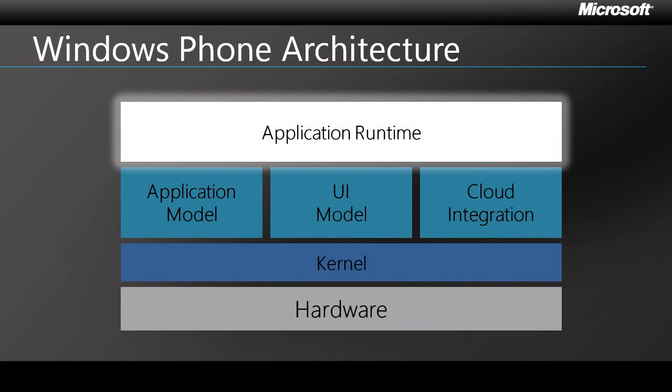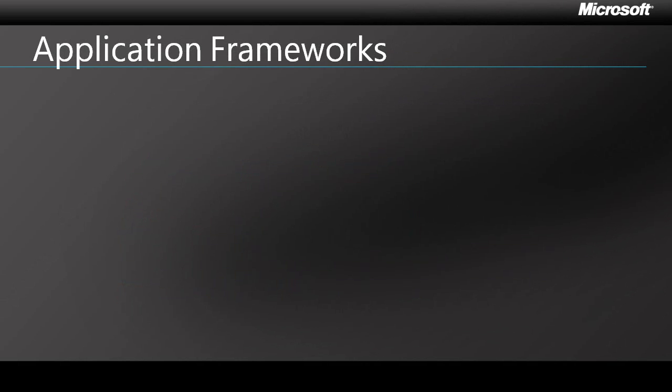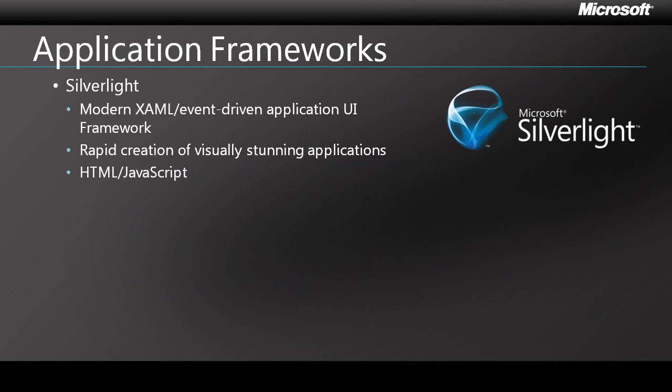At the top of the stack, you'll find the application runtime, where your application will live. When you create a new Windows Phone application, your first decision is which framework to use. The first option is Microsoft Silverlight. It's a modern, event-driven UI framework that makes it easy to create great-looking applications that feature high-fidelity graphics, media, and animation. Most tools, utilities, and line-of-business applications are likely to use Silverlight.